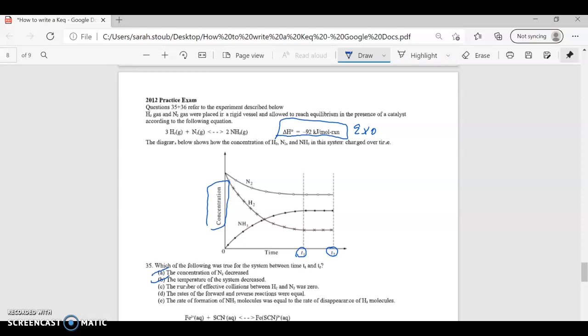C, the number of effective collisions between H2 and N2 are 0. That can't be true. There's always a reaction going on. It just looks like no reaction's happening. So part D is the correct answer.